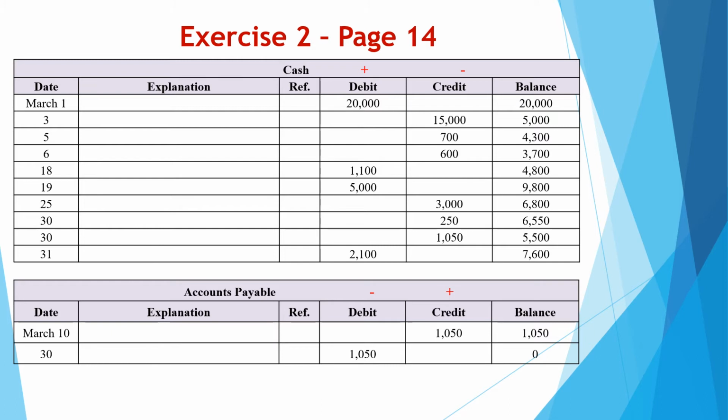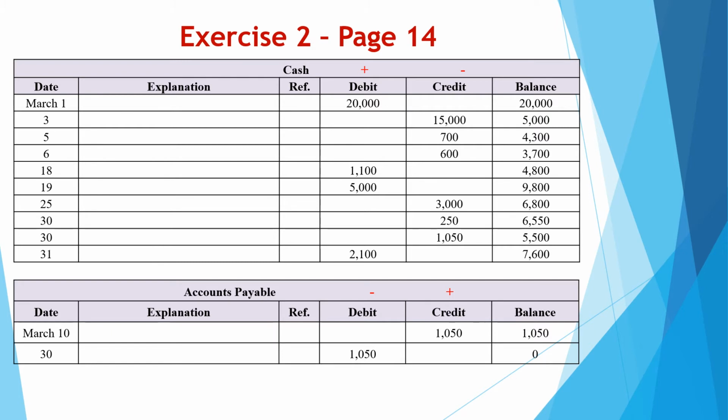On March 19, the cash is in debit as well for $5,000. We transfer this debit amount of 5,000 to the general ledger. We put 5,000 in debit, and to find the new balance, we take the previous balance, which is 4,800, plus the 5,000 of the current day to have a new balance of 9,800.